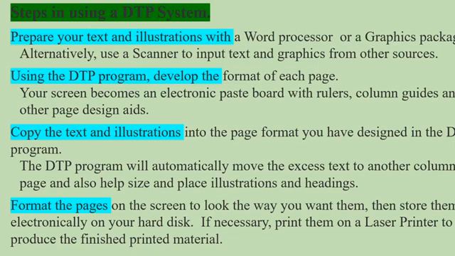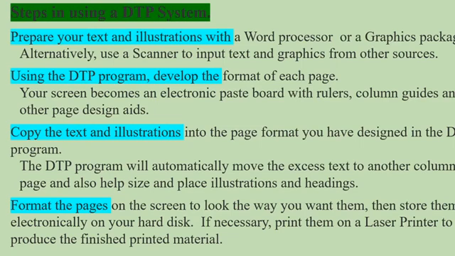And therefore, the first step, prepare your text and illustration with a word processor. Alternatively, use a scanner to input text and graphics from other sources. Secondly, using the DTP program, develop the format of each page. Your screen becomes an electronic pasteboard with rulers, column guides, and other page design aids. Then you can also copy the text and illustrations into the page format you have designed in the DTP. That is point number 3. That is, you copy the text and illustrations. Then format the pages on the screen to look the way you want them.